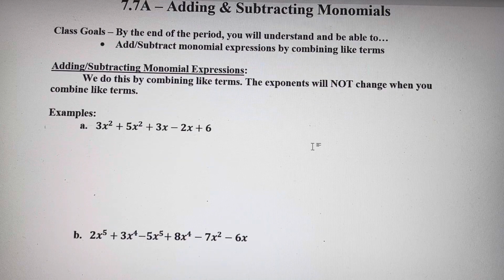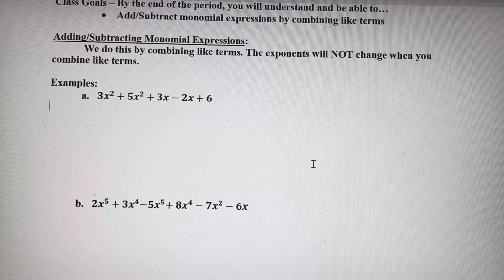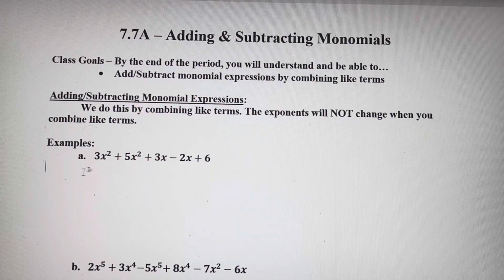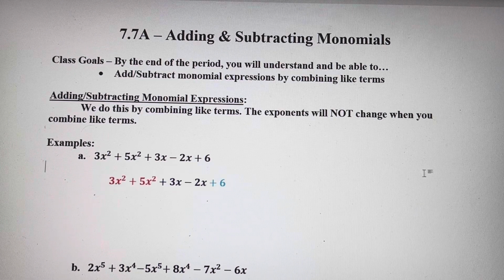All right, so we've got 3 examples here. We're going to go through these, and then you've got some practice problems to follow up. So we're going to look at this expression here, and I'm going to color code the like terms. So we've got the x squares here in red, we've got the x terms here in navy blue, and then we've got the 6 here that's by itself in a lighter blue.